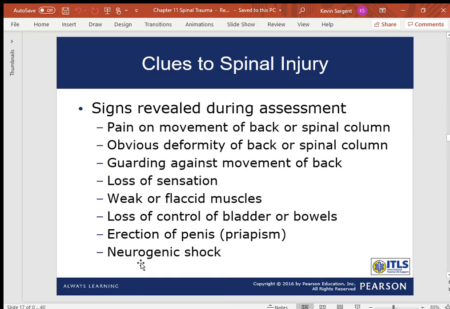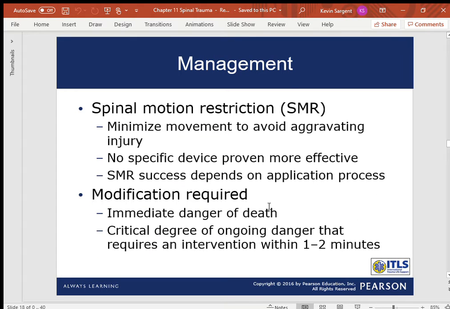And neurogenic shock was a widespread state of inadequate tissue perfusion, so unable to get adequate oxygenated blood supply to the brain and vital organs due to the high space shock or the relative hypovolemia. Spinal motion restriction means to restrict the movement, so you don't want to aggravate the injury. No device has been proven more effective. Spinal motion restriction success depends on application process. Modification, you always need to make your equipment fit your patient, not your patient fit your equipment.